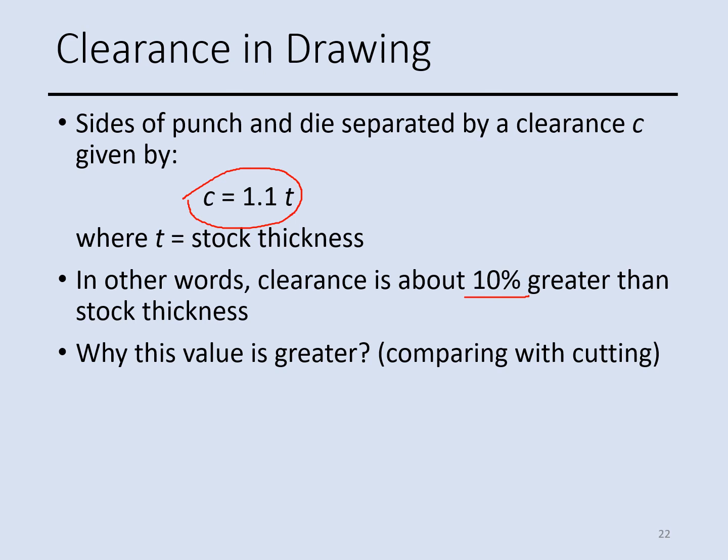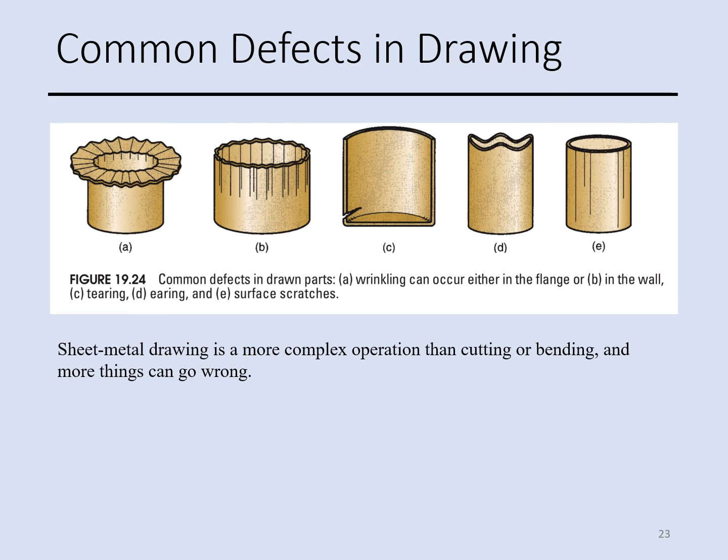Why is that? The main purpose is that if you reduce that clearance to a smaller value, then we have cutting operations, so we won't have drawing. The material will fail during the drawing operation, and we don't want that to happen. Generally, the drawing operation is a more complex operation compared with the cutting and bending operations, and because of that, we have various defects in the drawing operation.